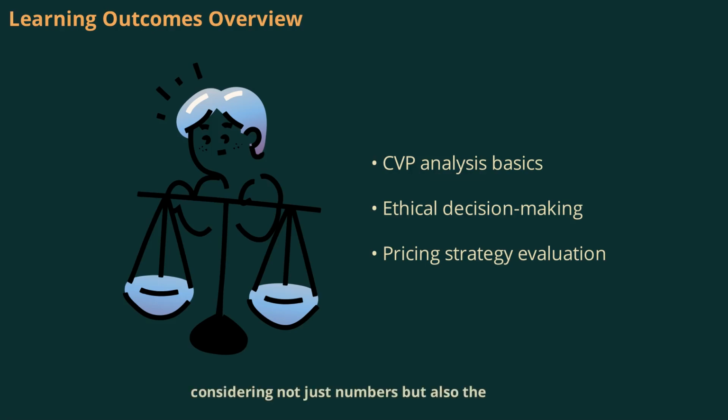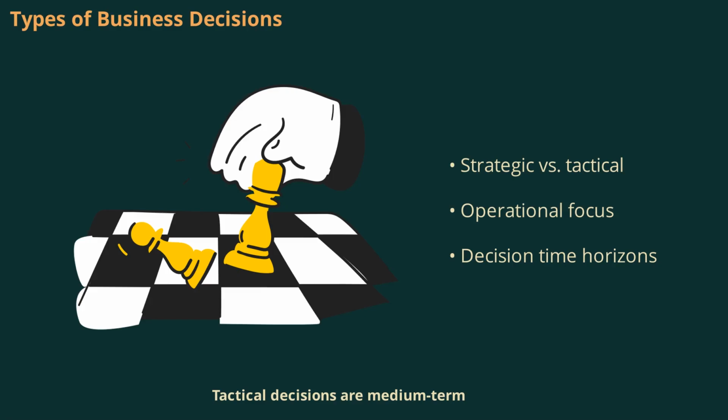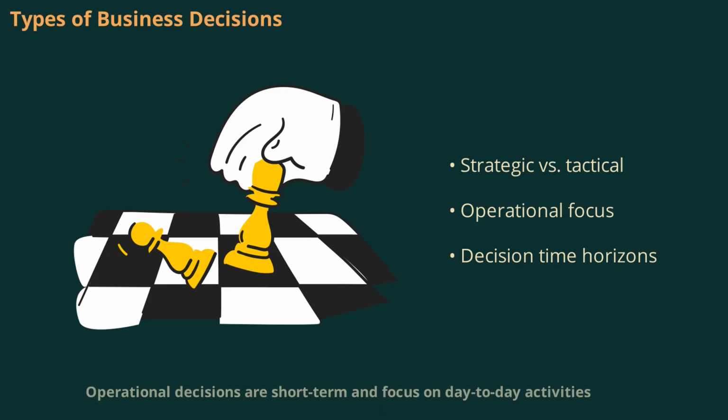analysis. These outcomes will help you approach business decisions with a strategic mindset, considering that businesses constantly face a variety of decisions: strategic, tactical, and operational. Strategic decisions are long-term and shape the direction of the company, such as entering new markets or launching new products. Tactical decisions are medium-term, like adjusting pricing or reallocating resources. Operational decisions are short-term and focus on day-to-day activity.